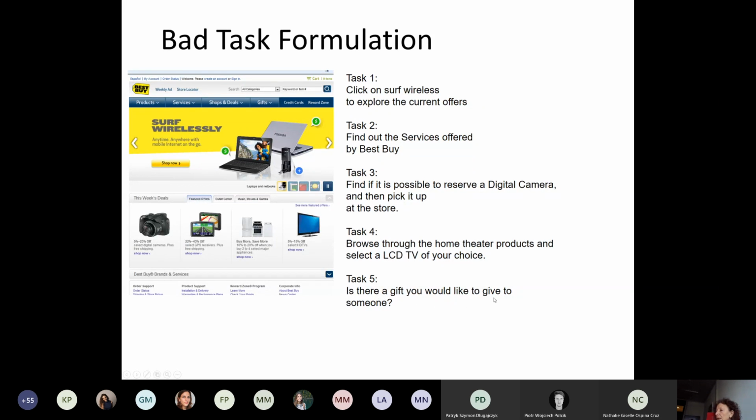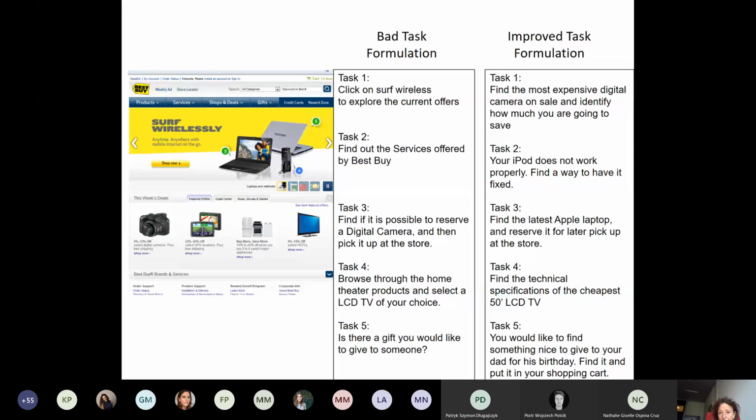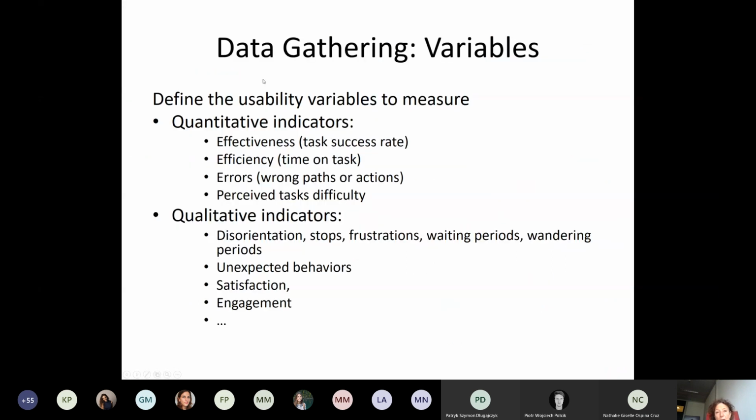Is there a gift you would like to give to someone? It's not a task, it's a general statement. So be aware that the way you formulate the task and the level of abstraction is important. And these are examples of bad and improved task formulation that you can read.